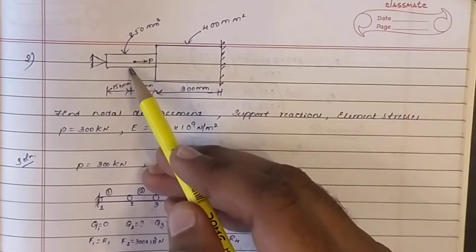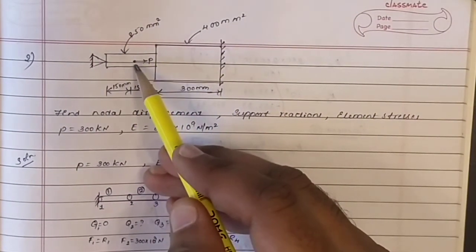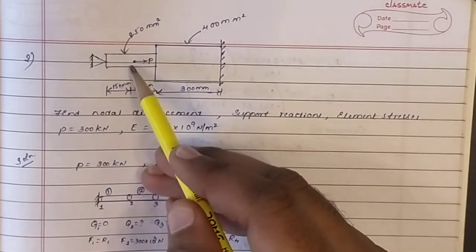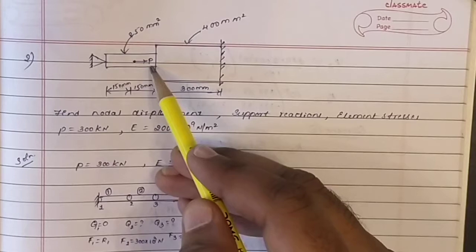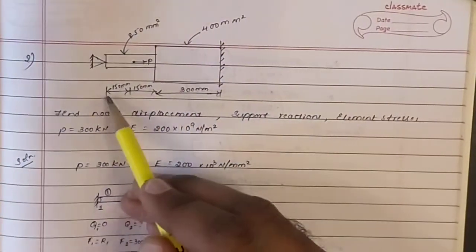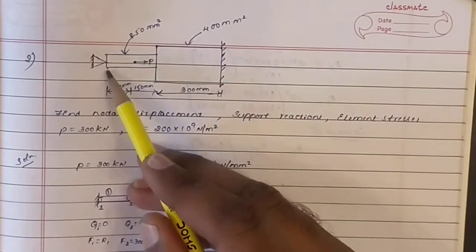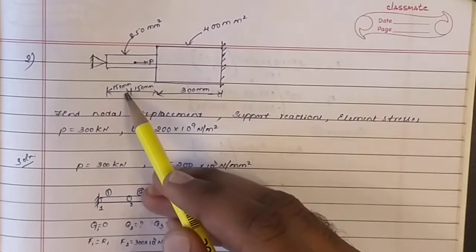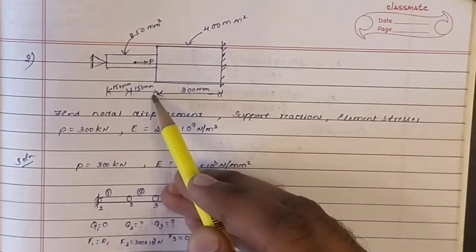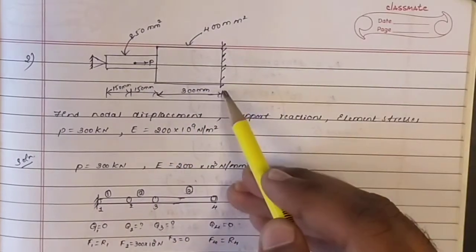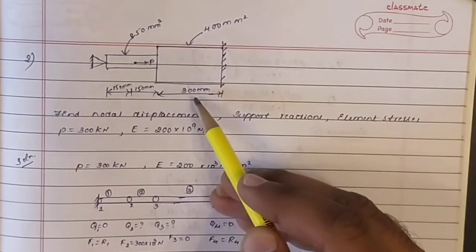In the first cross section, somewhere in the middle, a load of P is applied towards the right, and there are no other loads here. The distance between the fixed end to the load is 150 mm, and from the load to the other step is 150 mm, and from this step to the fixed end is 300 mm.